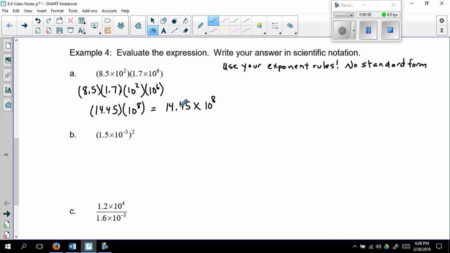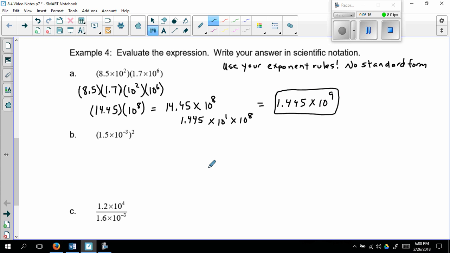There's a couple ways to think of it. One, you can write 14.45 in scientific notation, so that would be 1.445 times 10 to the first, and then I still have that 10 to the 8th, and so it becomes 1.445 times 10 to the 9th. That's my number in scientific notation.